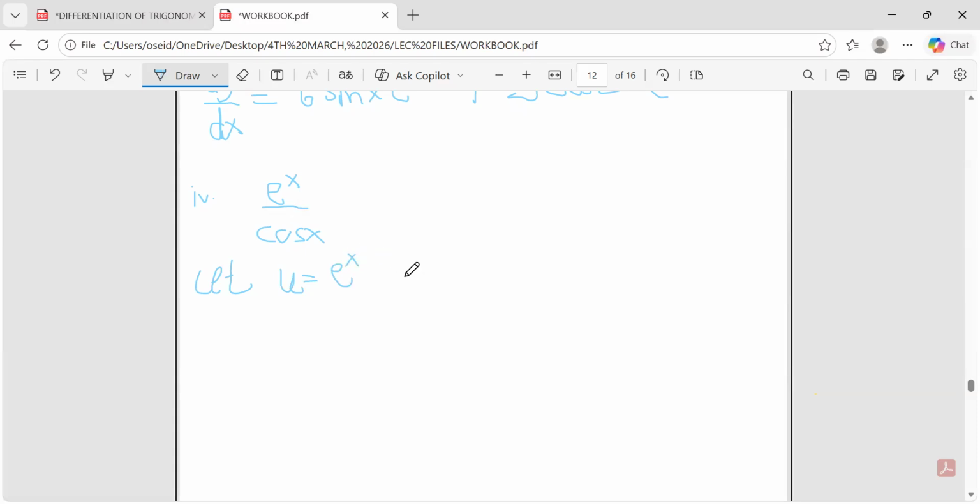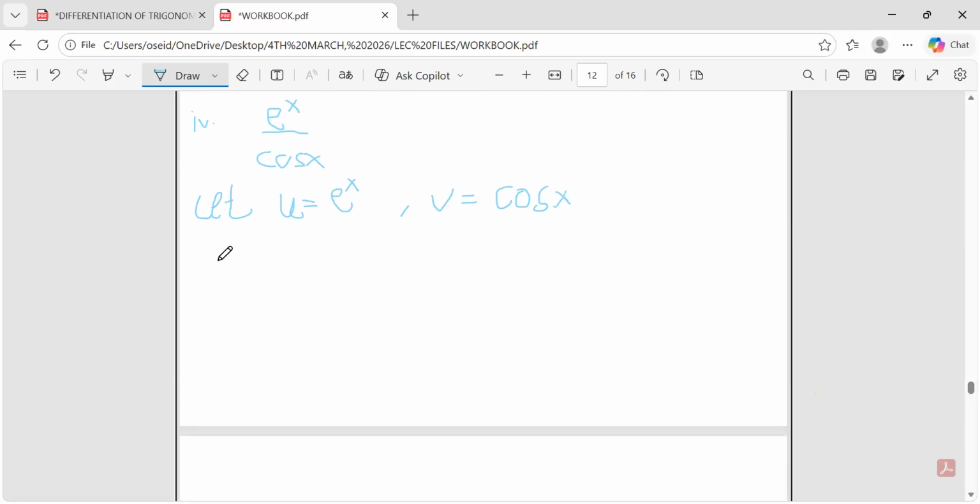Then we let v equal cos x. All right. So du/dx is equal to e to the x. e to the x is the same.